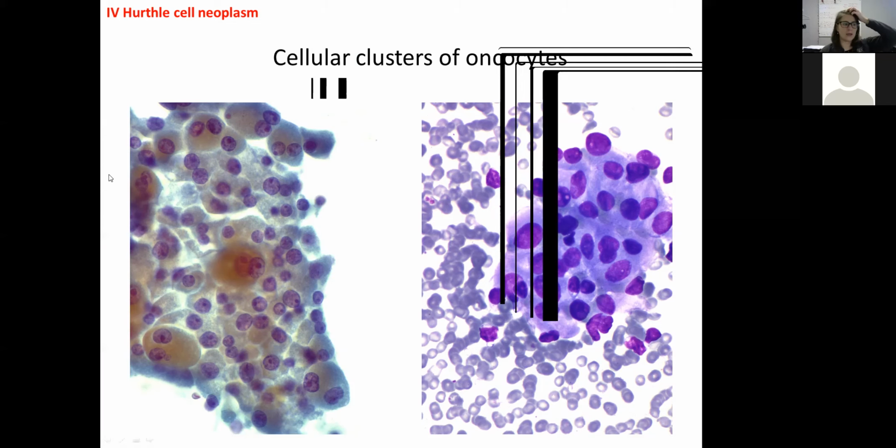Therefore, this is going to be a 4, Hürthle cell neoplasm. So whoever said follicular neoplasm, that is in fact the correct answer, because Hürthle cell neoplasm falls under follicular neoplasm. Okay. Does anybody have questions or comments?